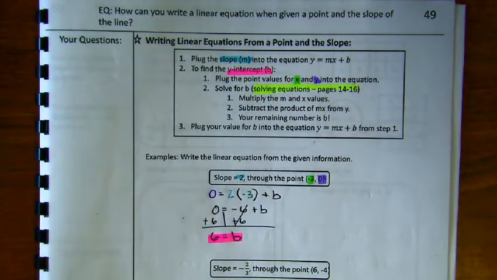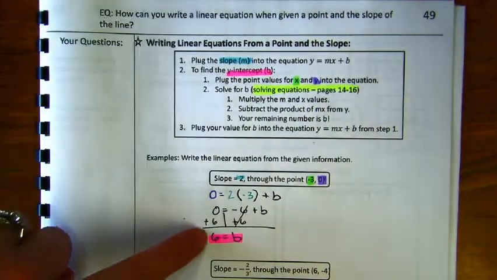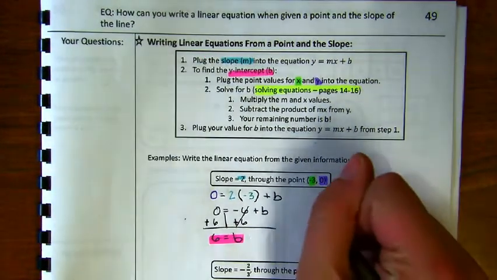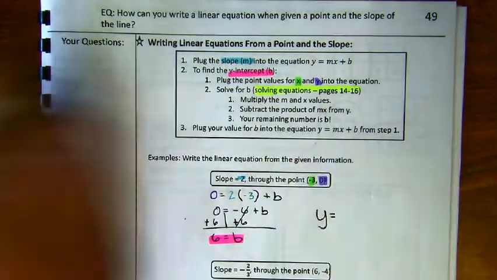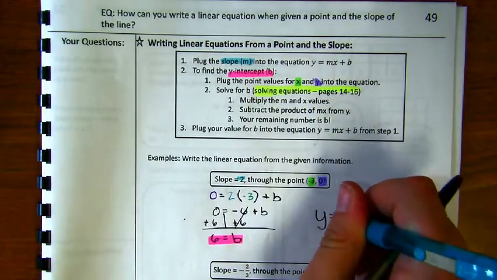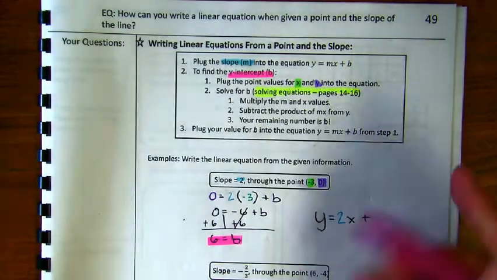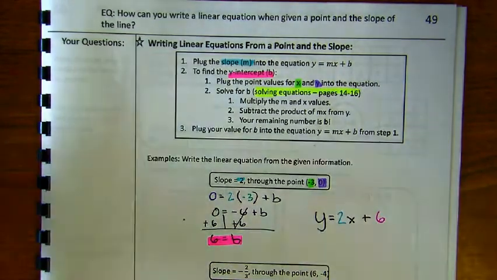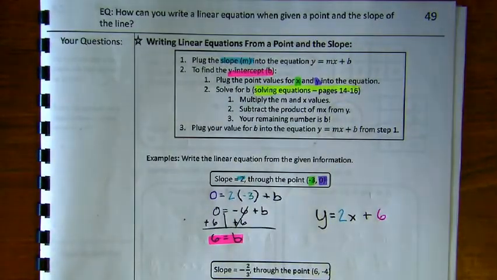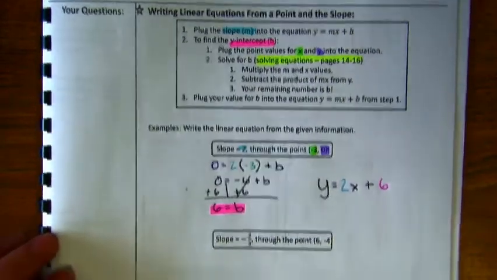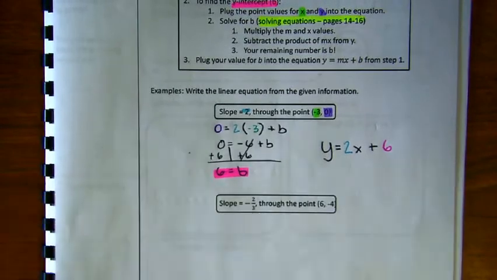Now that we have our slope of 2 and our b value of 6, we can write our new equation. So y equals slope of 2, x plus b value of 6. So y equals 2x plus 6. That's how we get it when we have the slope and the point. Let's take a look at the second example.